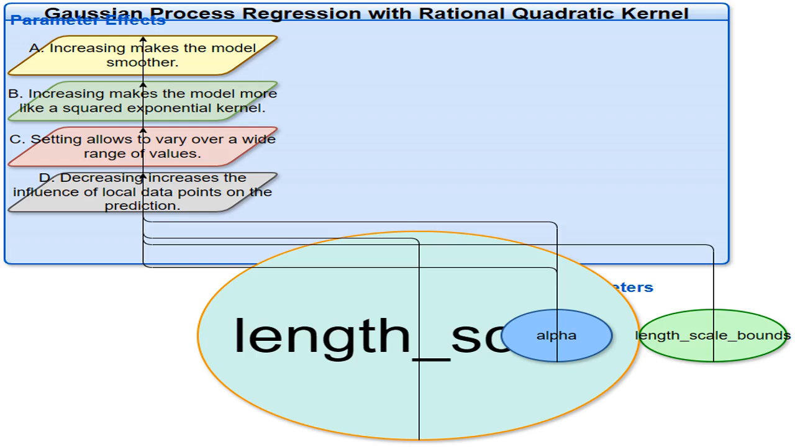In short, this section summarizes the effects of varying each parameter in the rational quadratic kernel on the model's behavior. Each bullet point describes a specific impact. Let's examine each effect individually for better understanding.